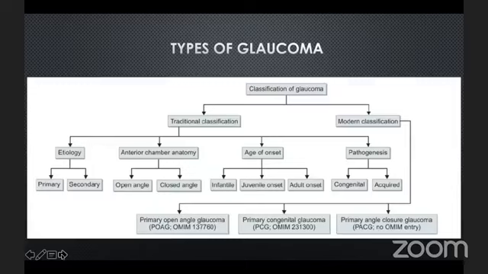Now, what are the types of glaucoma? Glaucoma can be classified based on various factors, such as etiology into primary and secondary. It can be classified based on the anterior chamber anatomy into open angle and angle closure, depending upon the age of onset into infantile, juvenile, or adult onset, and based on pathogenesis into congenital and acquired.